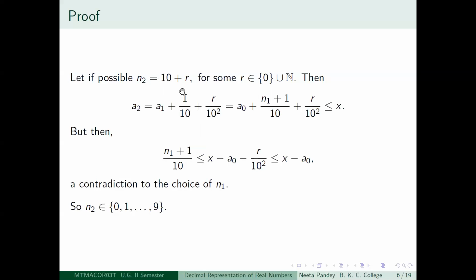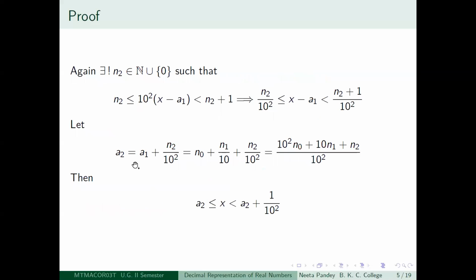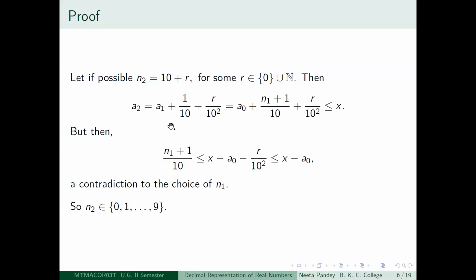So then n2 would look like 10 plus r for some non-negative integer r. So n2 will be some 10, 11, 12, something like that. Then what is a2? a2 was equal to a1 plus n2 divided by 10 squared. So if you plug that in here, what will you get? You will get a1 plus 1 by 10 plus r by 10 squared.